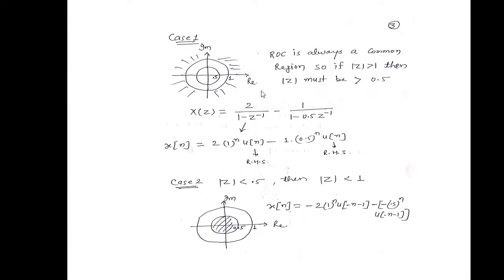So first case in which ROC is greater than 1. In this case, we can draw the ROC like this. The real part at x-axis, y-axis is the imaginary part. This is the unit circle for Z transform, and the first pole is 0.5 and the second pole is 1. This is 1 and 0.5, and ROC is given as the outer side of this unit circle.